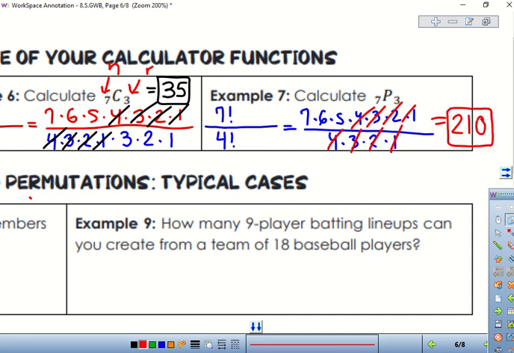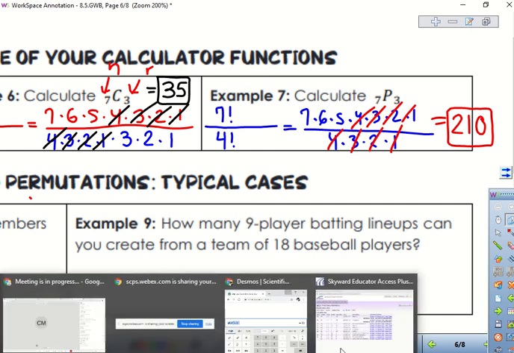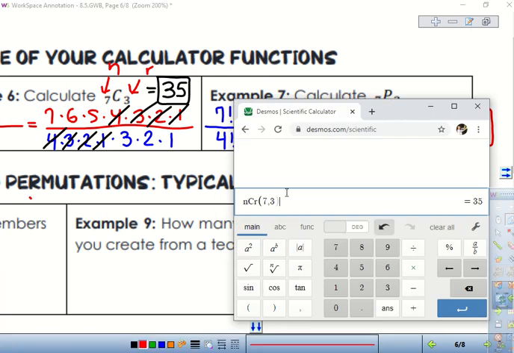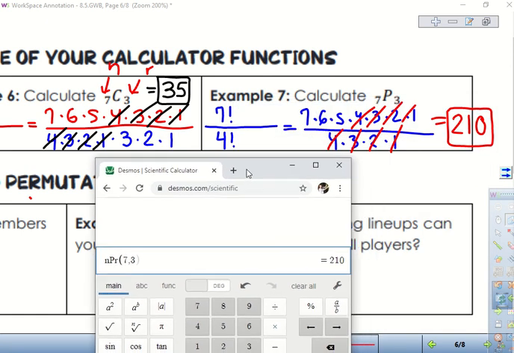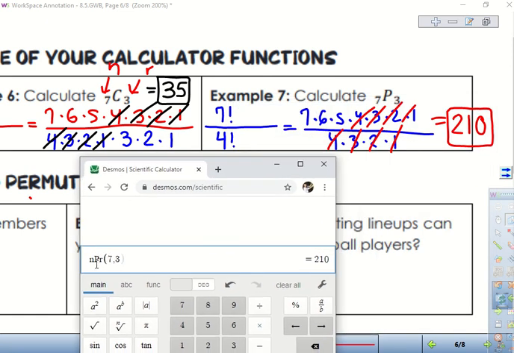And you could also have used Desmos to do this. If I pull up Desmos, if I just change this to a P, it now does a permutation. Okay? So the permutation nPr with n being 7 and r being 3 is 210.